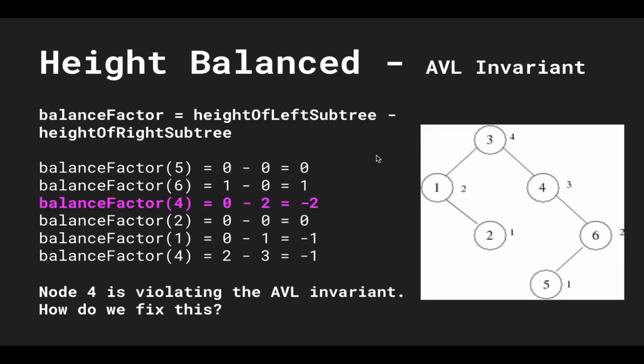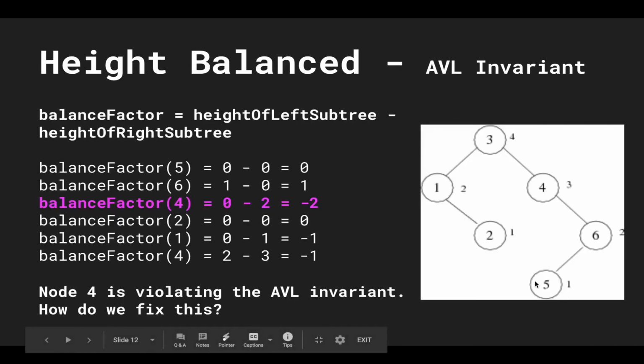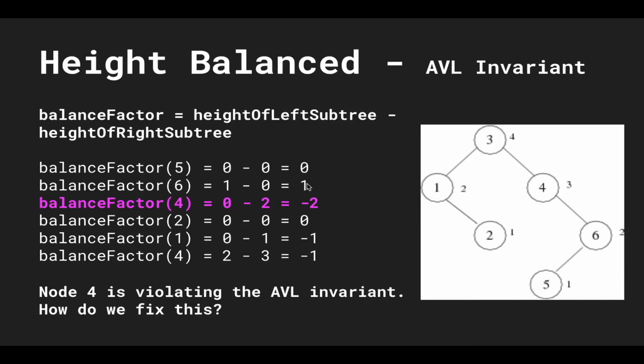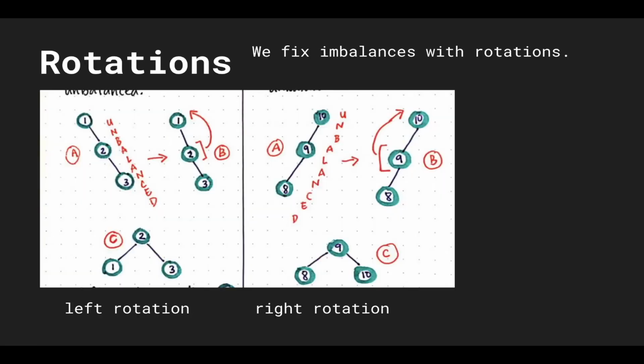So for example, we start from the bottom of the tree and we see that the balance factor of 5 is 0, so that's fine. We go up and we see that the balance factor of 6 is 1, so that's fine because the heights of the left and right subtree differ by at most 1, and 1 is okay. But when we go up to 4, the balance factor is now 0 minus 2, and that's equal to -2. So this is right heavy, and this is violating the AVL invariant because at most the balance factor can be either -1 or 1. So how do we fix this?